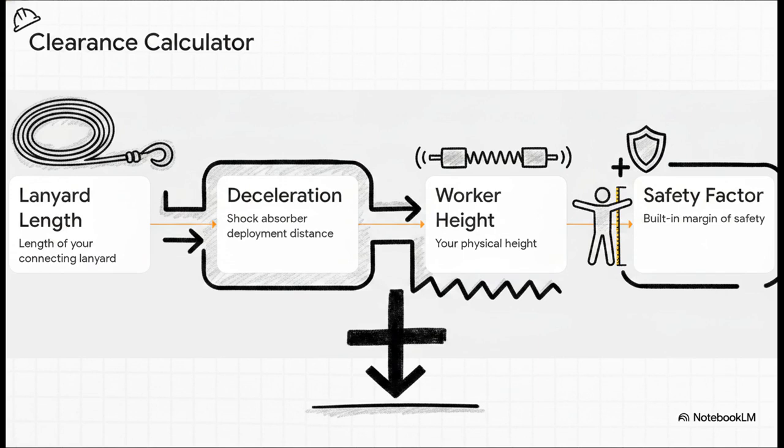To find your total fall distance, you just add 4 specific measurements together. First, the length of your lanyard. Second, your deceleration distance, which is basically just how far the shock absorber stretches out when it deploys. Third, you add your own physical height. And fourth, you toss in a built-in safety factor margin. You add up those 4 variables, and it tells you exactly how much clearance you need beneath you. It makes the physics of a fall totally predictable and honestly a lot less intimidating.